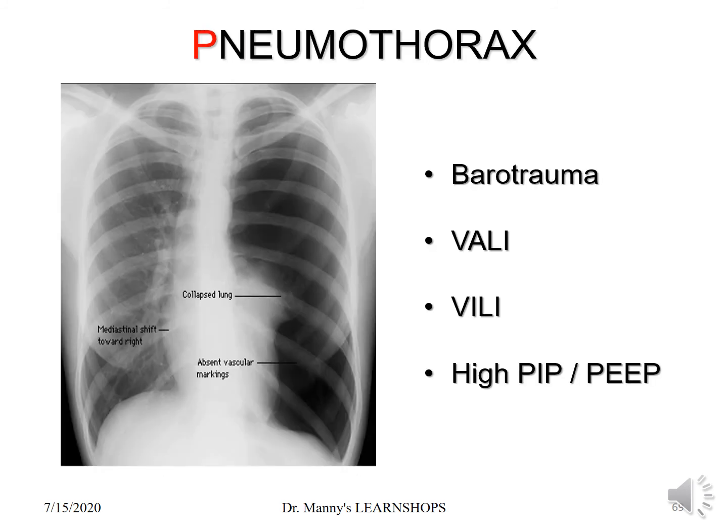Is there a pneumothorax? Well, you could auscultate the patient's chest. Just observe for chest rise during positive pressure ventilation. But if there's a pneumothorax, this is barotrauma. And this could be ventilator-associated lung injury, or it could be ventilator-induced lung injury because of high peak inspiratory pressures or high positive end expiratory pressures.